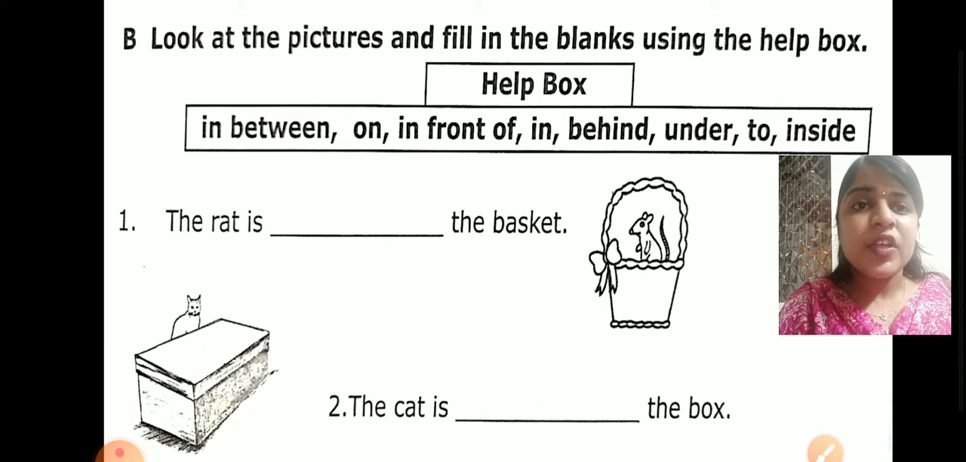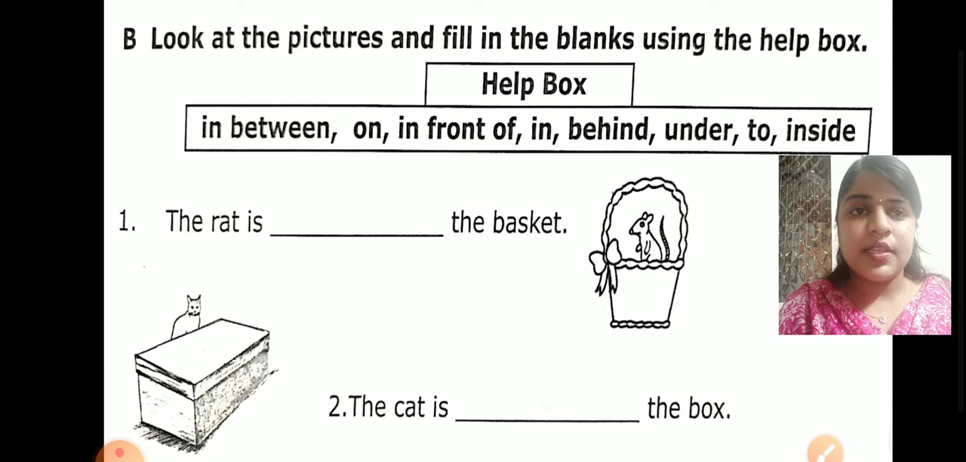Now I am going to read the first option for you. In between. On. In front of. In. Behind. Under. To. Inside. With the help of these options, we are going to write the correct answer. Okay, children? The first one.